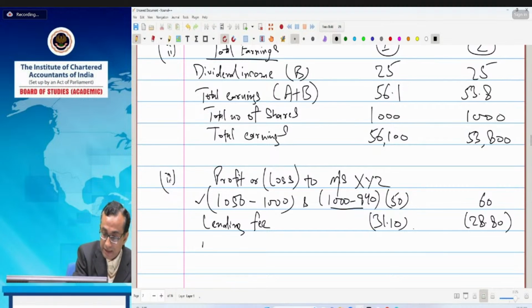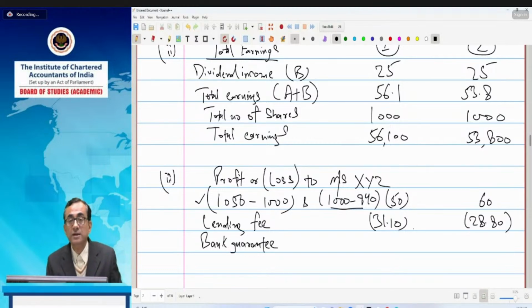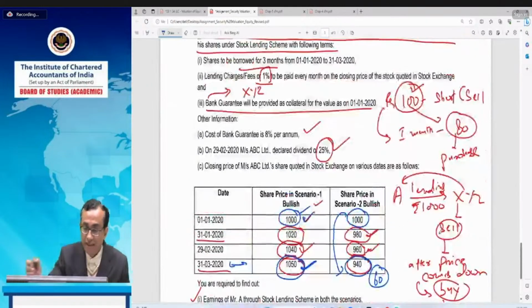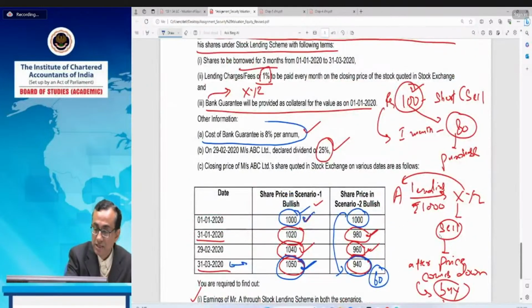Again, bank guarantee. A bank guarantee has to be given by XYZ because XYZ is borrowing the shares. If he backs out, then what will be the security? So in order to secure himself, the lender will want a bank guarantee. So the bank guarantee also has to be given by XYZ. And the cost of bank guarantee is given in the question as 8%.